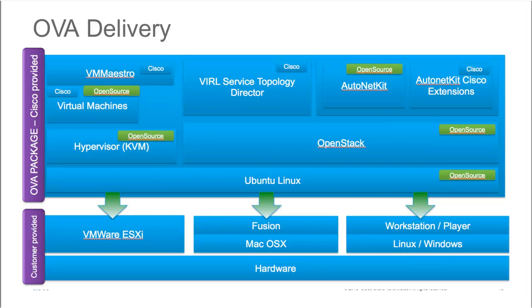So how do we deliver it? Two different versions of delivery. We have the OVA delivery and an ISO delivery. So the vast majority of people are taking an OVA, which will then load either on ESXi, Fusion, Workstation, or Player, depending on which of the various hypervisor choices you choose. So on top of that, that OVA is then containing Ubuntu Linux, OpenStack, KVM as our hypervisor, VIRL Service Topology Director, AutoNetKit, all of the rest of the elements that we just described. So that is delivered as a single package that then runs on top of your system.